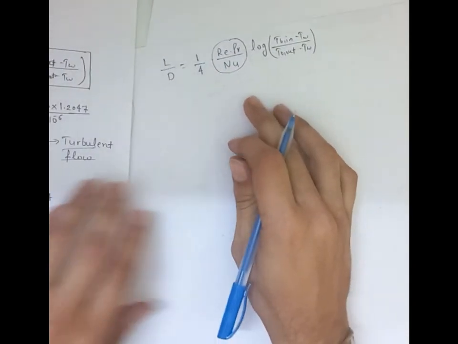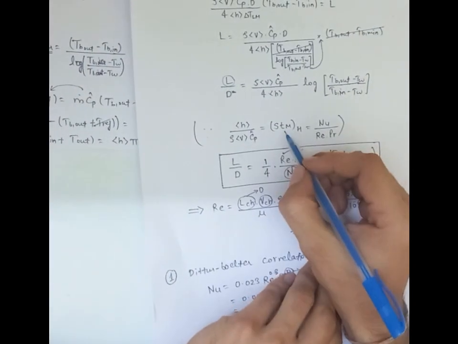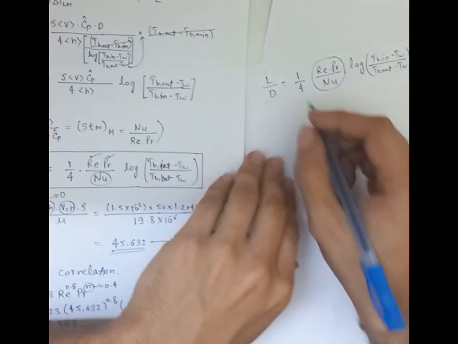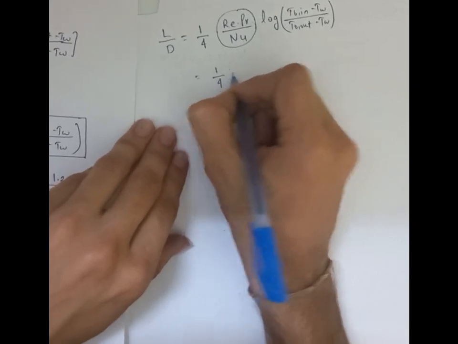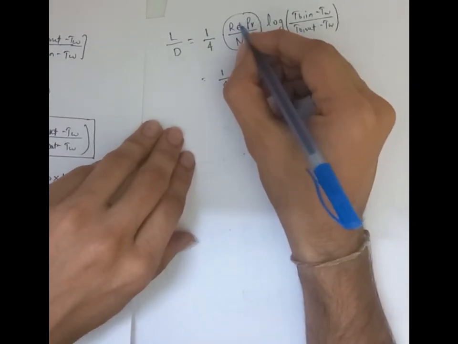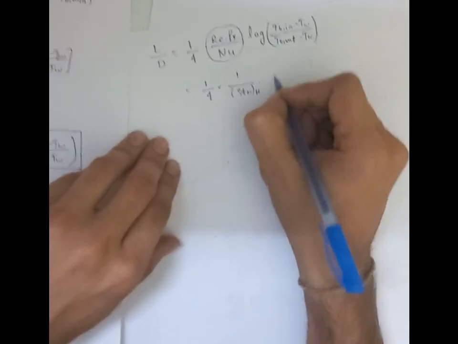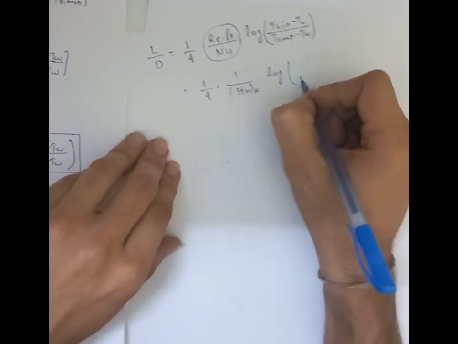Now we know that at the start of the problem, I told you that this is the Stanton number. Okay, so this is the Stanton number for heat transfer. So we can write this as the reciprocal of the Stanton number, actually the Nusselt number by Prandtl number and Reynolds number, 1 upon Stanton number for heat transfer, and this logarithmic term.